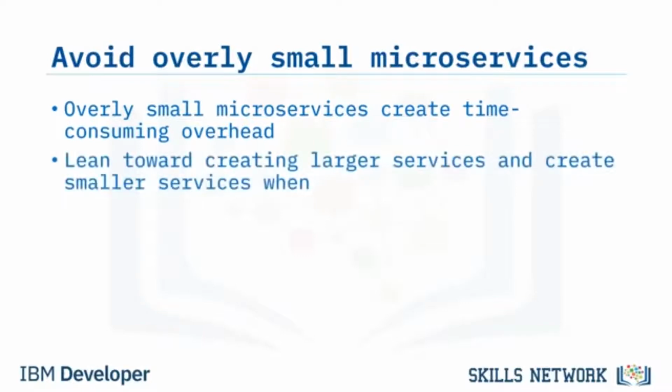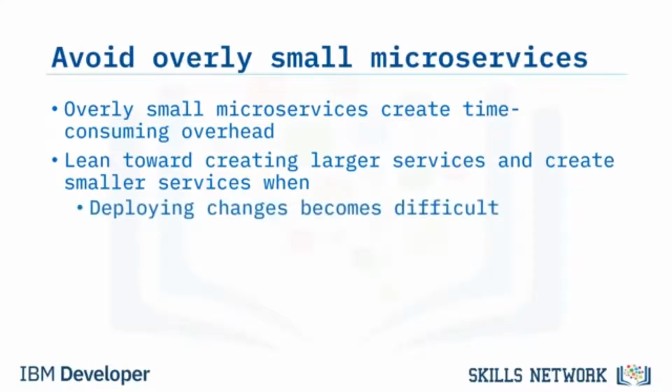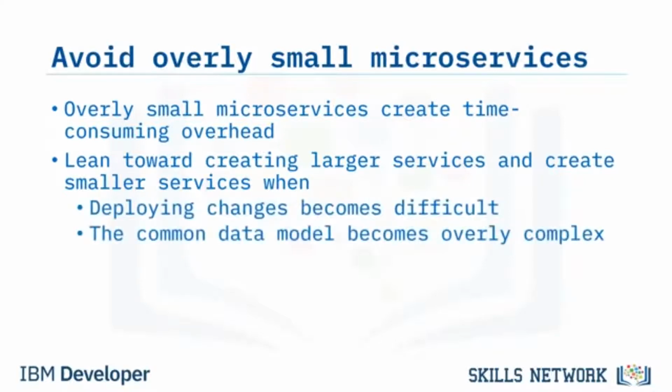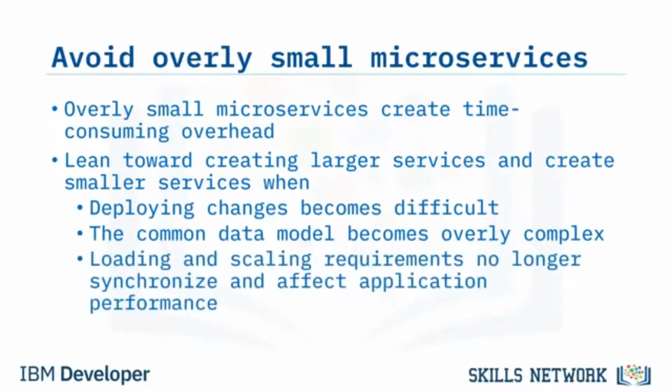It's better to lean toward larger services and then only break them apart when they start to develop characteristics that microservices solve. Break apart larger services when deploying changes becomes complicated and slow, the common data model is overly complex, or when parts of the service have differing load and scale requirements.